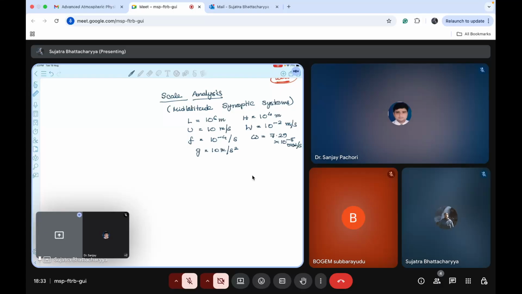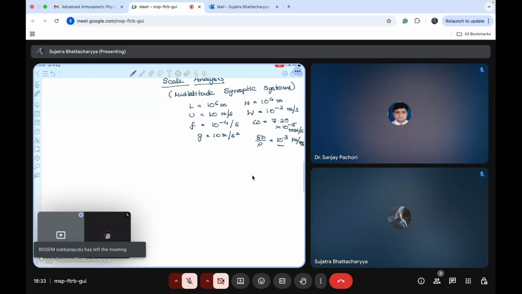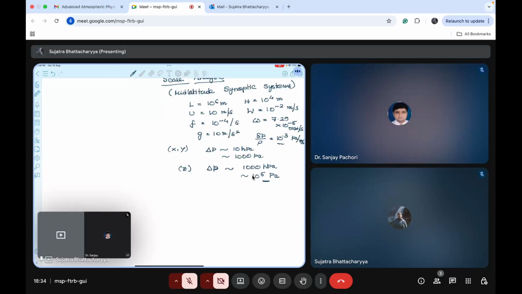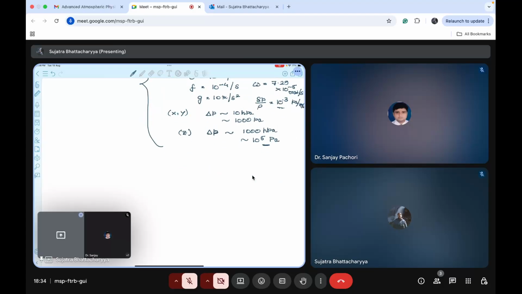Delta P by rho is 10 to the power 3, so it is pascals per kg per meter cube, 10 to the power 3. Delta P horizontal scale is 10 hectopascals, which is roughly of the order of 1000 pascals. This is for the horizontal. But delta P for Z, that is vertically, if you vary the pressure, it is about 1000 hectopascals, which is of the order 10 to the power 5. We know this is one atmospheric pressure. So these are the couple of things which we have discussed so far, and we will apply them.